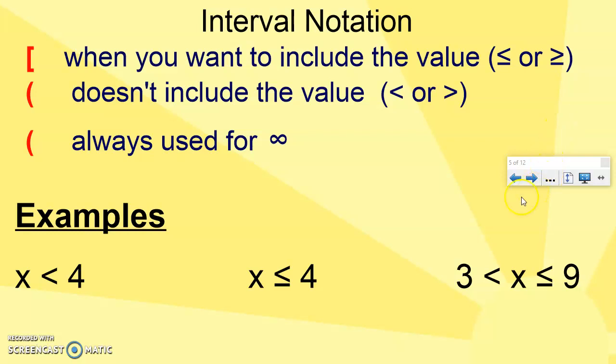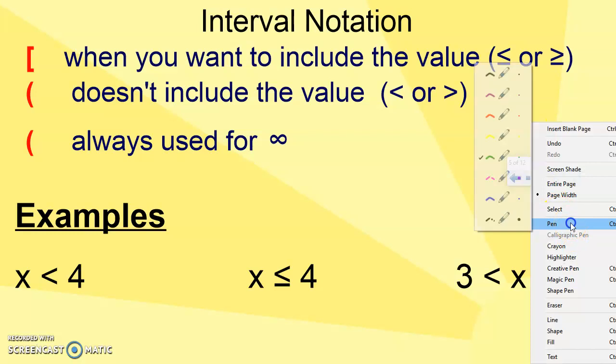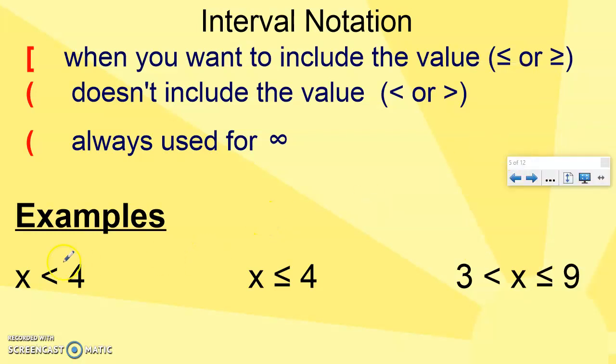So you're going to kind of have to bear with me here because I'm writing with my mouse. But for x is less than 4, I don't want to include the value of 4. So for anything less than 4, it's going to go on forever to negative infinity. So for infinity, I always use the parenthesis. Well, this could get ugly. To negative infinity, comma, and I'm going to go all the way to 4. And then I just close it with a parenthesis. I don't want to include 4. That's why I don't use the bracket. So that's how I could write the interval notation for this.